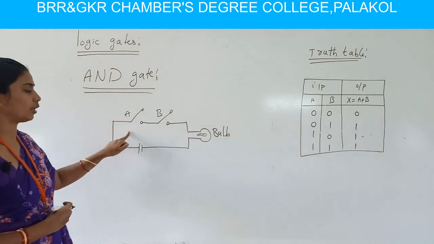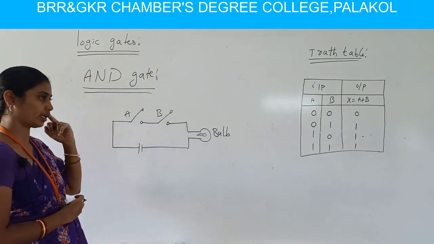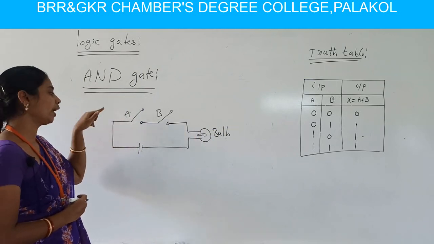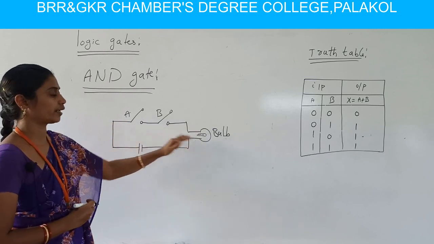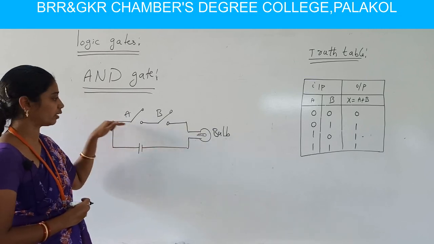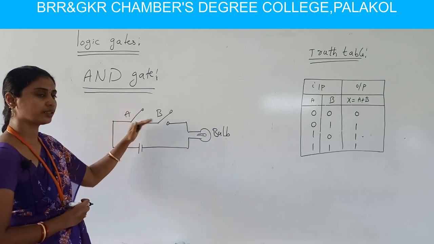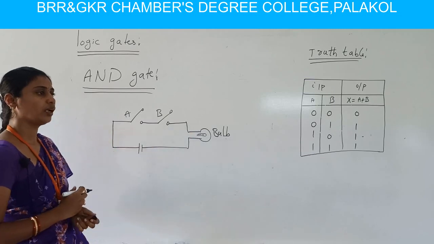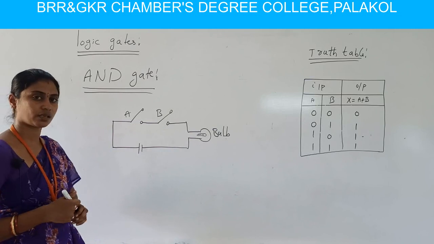So A is one variable and B is another variable, but these variables are treated here as switches. Here the diagram is the AND gate electronic switches diagram, A and B. So they are connected in series. Whenever they are connected side by side in an electronic device, they are connected in series. These two switches A and B are connected in series and the output is collected across the bulb.